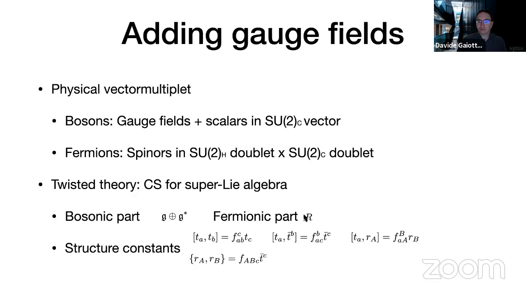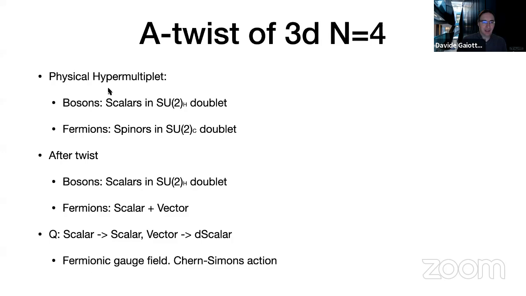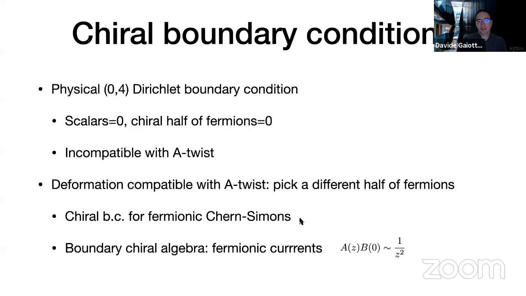I should perhaps say that the hypermultiplets are a doublet of SU(2)_H, so they also transform in some representation of the gauge group. So if you take a representation times a doublet and you impose a reality condition, you get a symplectic representation of the gauge group. So the representation of the hypermultiplets is always some symplectic representation of the gauge group. And this is this R that I have here.